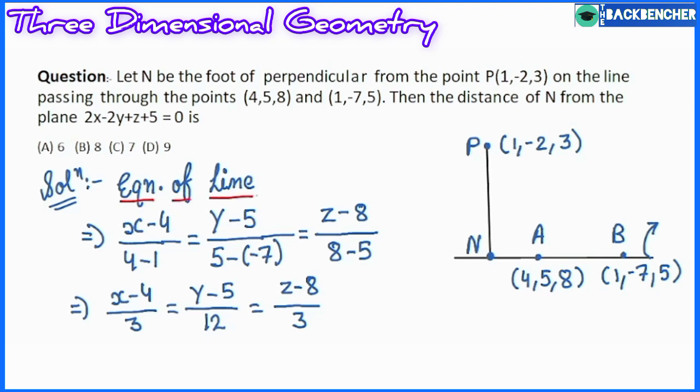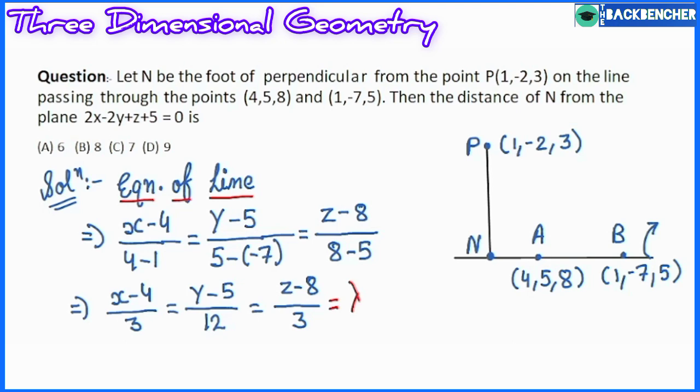Now let's move on to the next part of our solution. Let's assume that we don't know the point N yet. Because point N also lies on the line, its coordinates satisfy (x - 4)/3 = (y - 5)/12 = (z - 8)/3. For that purpose we assume this is equal to lambda.